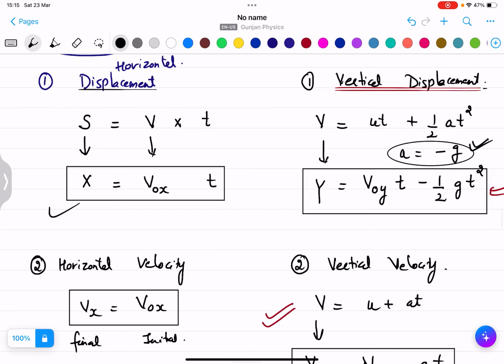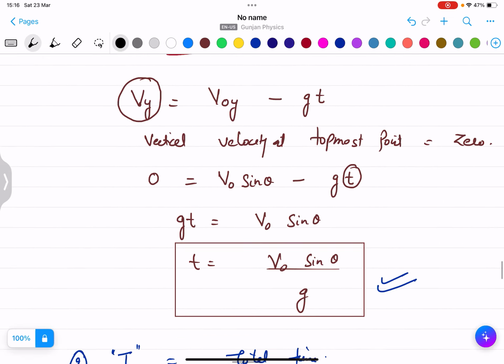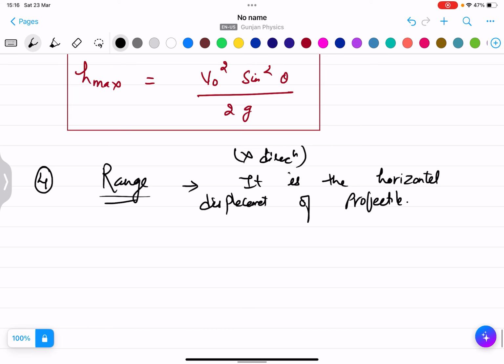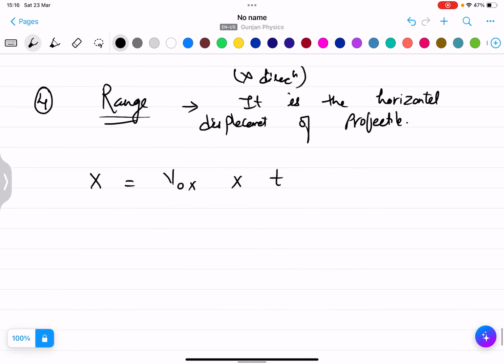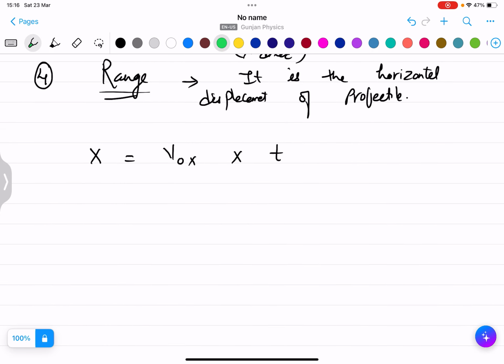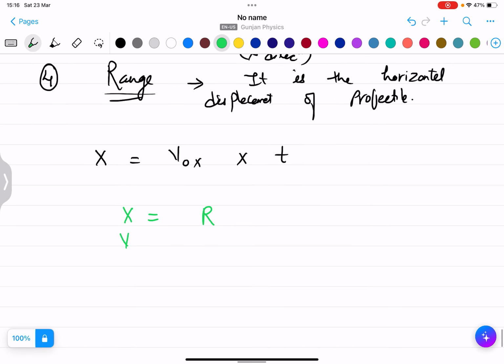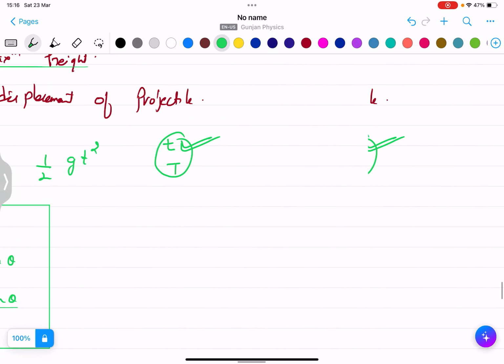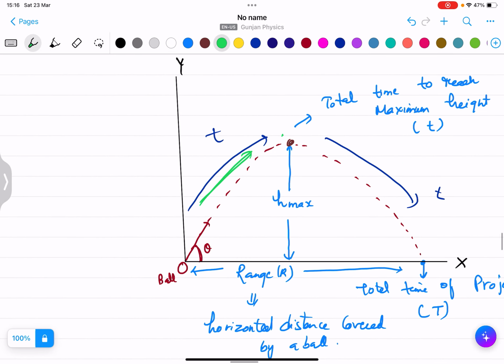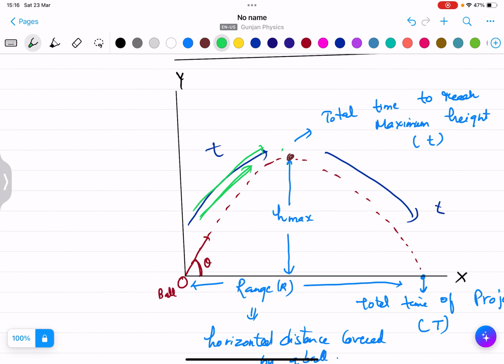So this is the formula, x equals v naught x multiplied by t. So we will write this: x equals v naught x multiplied by t. Now again I will write what is x here. X equals range, because it is the range we need to calculate. The component in the horizontal direction is v naught cos theta. Now the important thing is t. What will we take, the small t or the capital T? See, the small t is still here, but now we need to calculate the range.